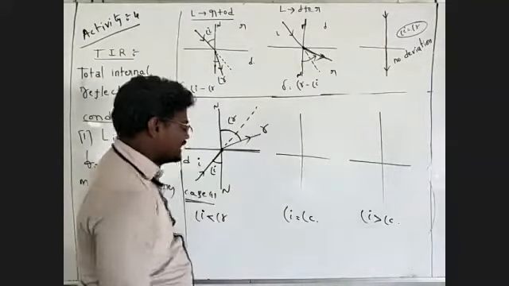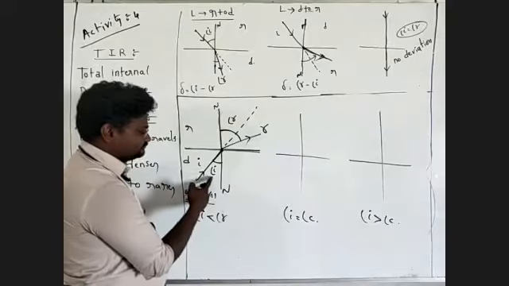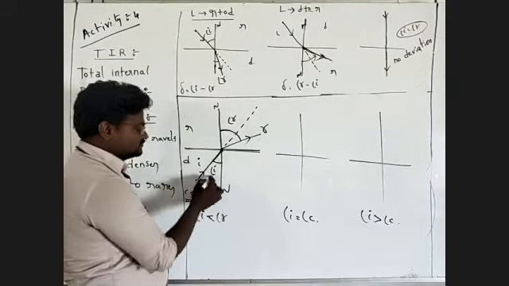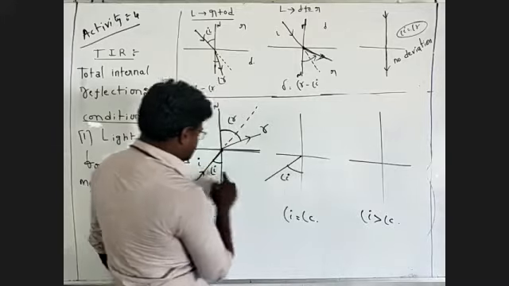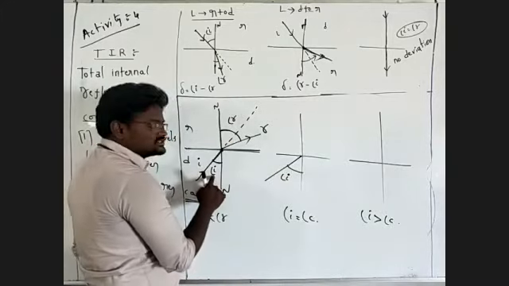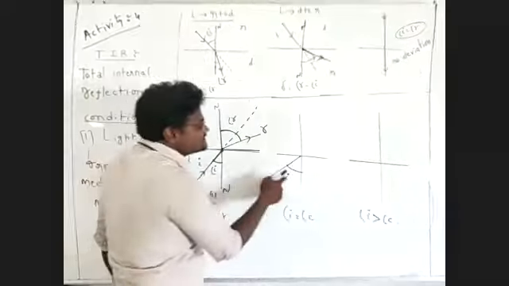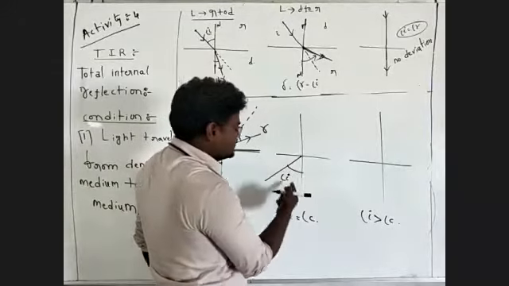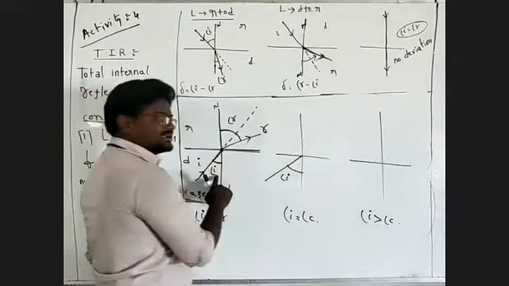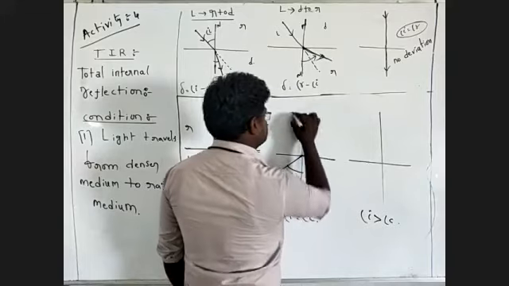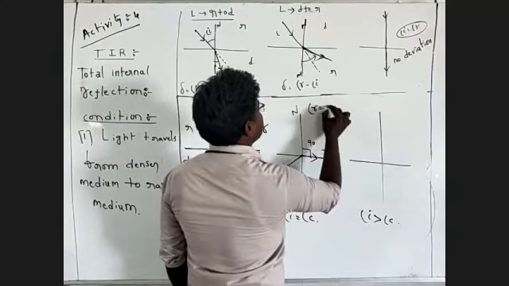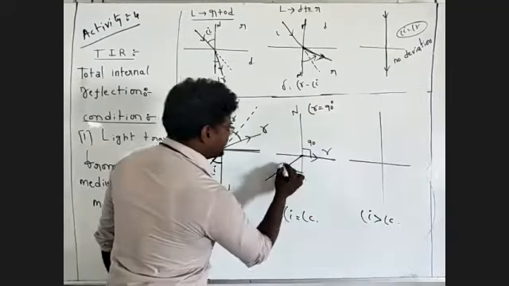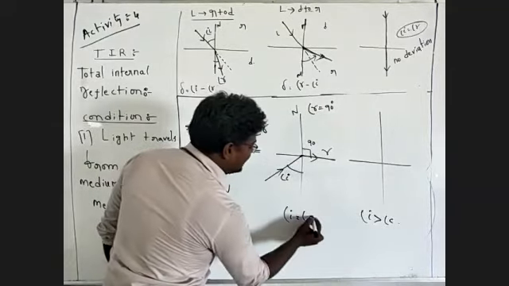Then the second case, light ray, this is I. More than this I. What will happen? This is the angle of I, 30 degrees. The angle of I is 30 degrees. The refracted ray travels along this direction, along the interface. The angle is 90 degrees. Angle of R is equal to 90 degrees. This angle of I is called the critical angle.